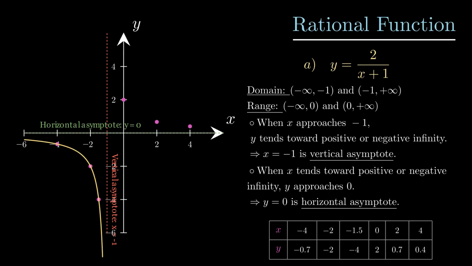Finally, we draw the graph itself. Using our pink coordinate dots as anchors and letting our lines smoothly hug the asymptotes, we sketch the two distinct hyperbolic branches. And there you have it, a plotted rational function.